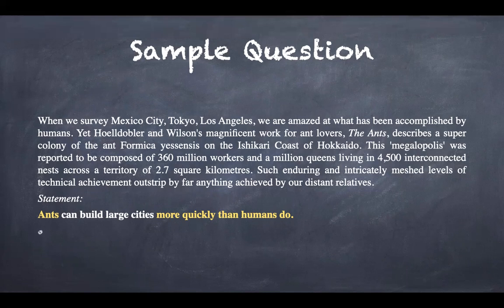So look whether ants build more quickly than humans do. Is this information present in the reading passage or not? If this exact same information is present, then your answer will be true. If it is not present or if it says something opposite, then it is false. And if you can't find it, then the answer will be not given. So I'll just give you half a minute, read the passage, and then we will discuss the answer.